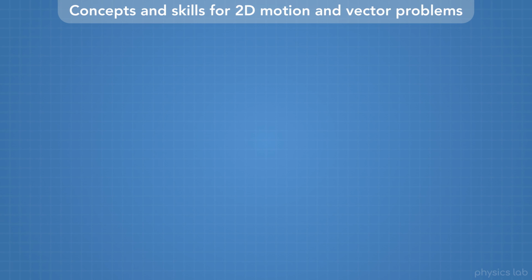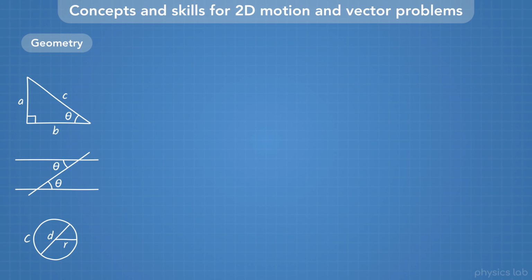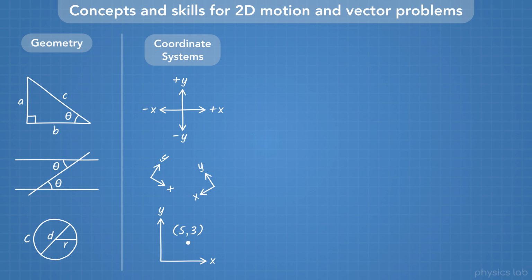So, what are some of the concepts and skills that we need for 2D motion and vector problems? First, we need to know some geometry. We use triangles a lot, especially right triangles, so we need to know how to find the side lengths and angles using the Pythagorean theorem and the right triangle trig functions, sine, cosine, and tangent. We should also be familiar with finding different angles in sets of triangles or parallel lines. And it's not as common, but circular motion is two-dimensional motion, so we might need to know some geometry about circles.